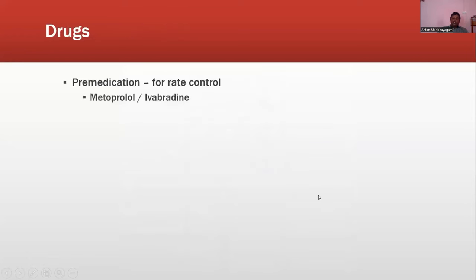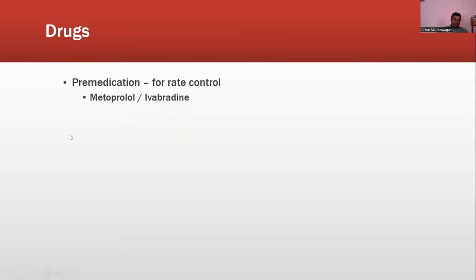So we are going to use drugs for rate control. One is metoprolol. This is a beta blocker. If the patient's resting heart rate is more than 70, we'll be giving metoprolol. The dosage can be 50 milligrams of oral metoprolol, 12 hours before the scan, and 1 hour before the scan. So two doses.